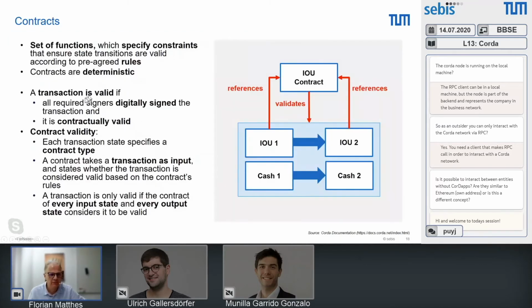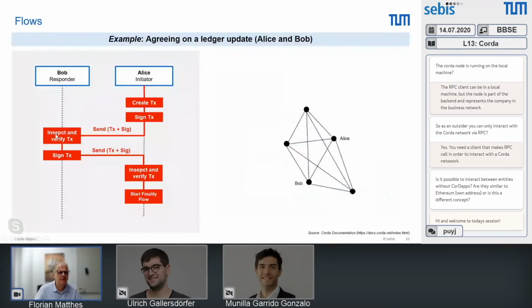Sorry. So then Bob would sign the proposed transaction and send it back with his signature, and then Alice could again inspect and verify the transaction from Bob and see that it is now signed, and then she would start the finality flow, which essentially commits the update to the ledger. That's the basic idea of this flow. So we can walk through it now.